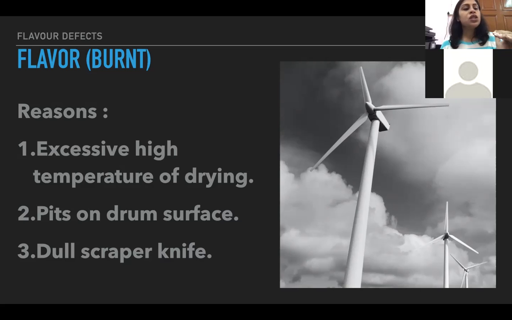Based on these reasons, you will also know how to overcome or prevent excessive high temperature of drying. So we will try to maintain the temperature of drying, which is 150 to 165 degrees centigrade. We will not cross that temperature limit.